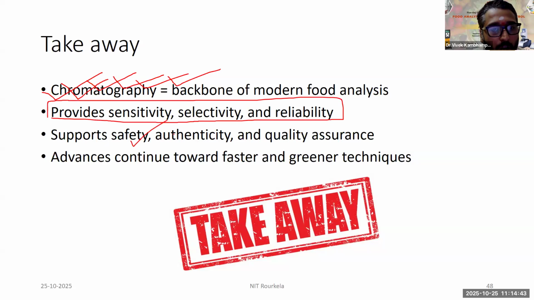Then support safety, authenticity. Authenticity again here for the profiling. If you identify any unique component, you can go for the publication, right? GCMS profiling of the particular fruit, new fruit, maybe fruits available in different districts which are not being explored. Advances continue towards the faster and greener techniques. These are considered as the greener techniques. Okay, these are the key things we have learned.